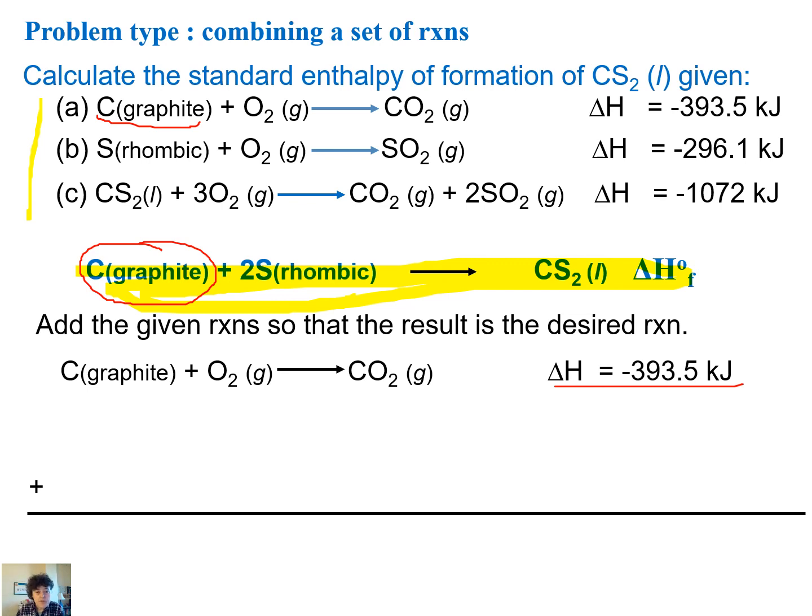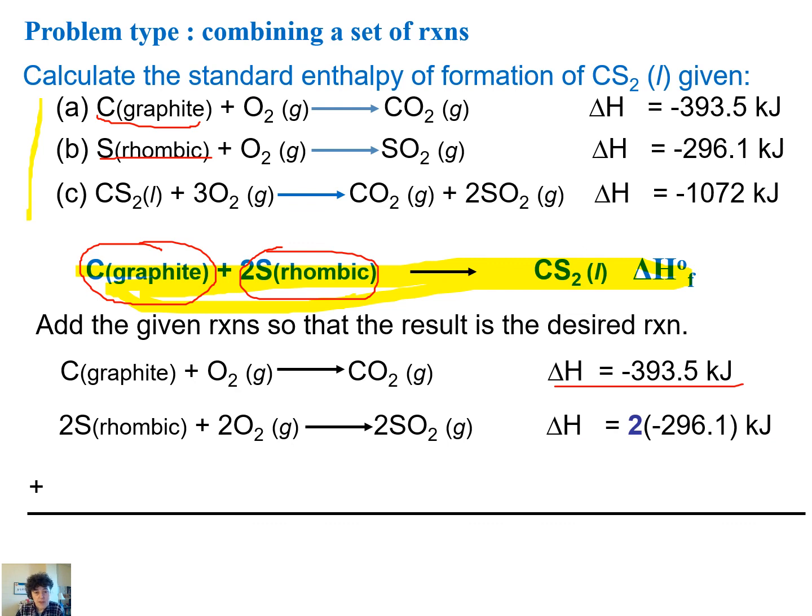Then I'm going to look for sulfur in its rhombic form, that's the form that's stable in standard conditions, and sulfur can be found in the reaction labeled B. It's on the correct side, but I don't have enough. I have half of how much I would need. But I'm free to do modifications to this reaction, as long as I do the same to everything. So, for example, I could multiply by 2. If I multiply by 2, I get 2 in front of S, 2 in front of oxygen, 2 in front of SO2, but I also have to multiply this number by 2. So, I can do that.